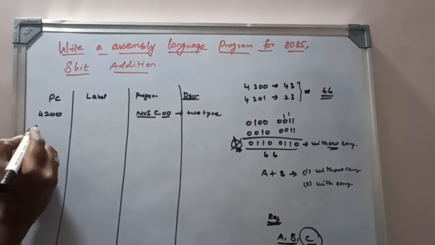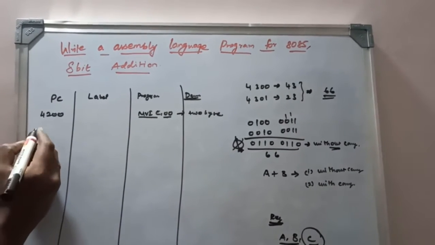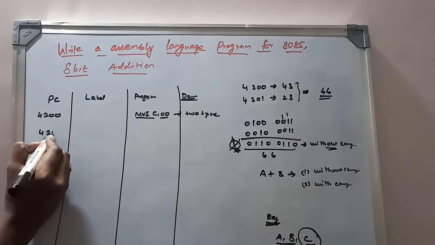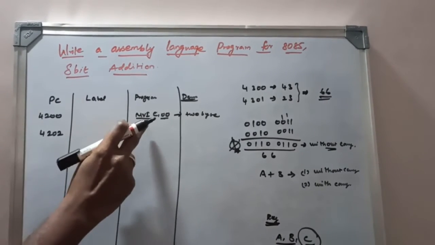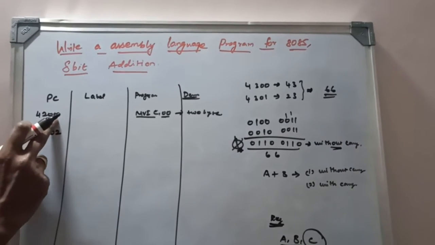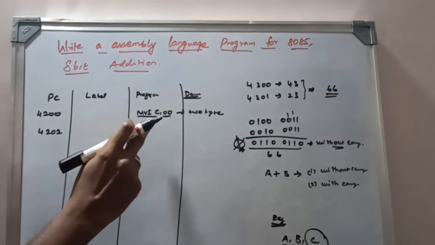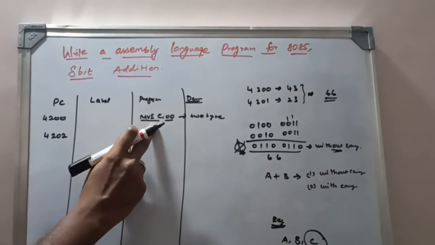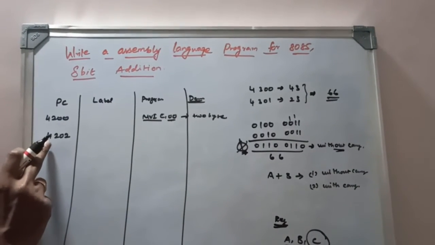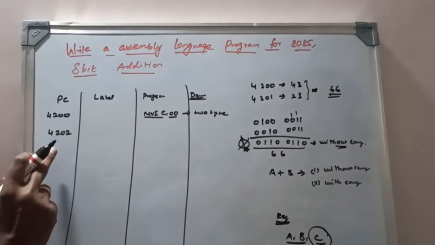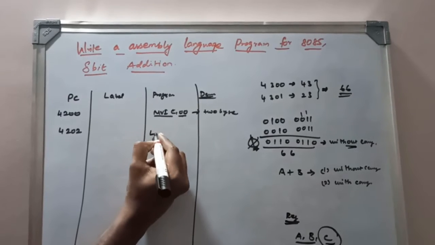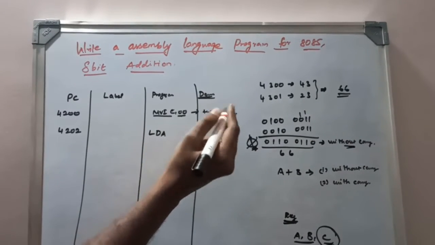Then you initialize the next program counter value as 4202, because here we need the two memory locations 4200 and 4201 for execution of this instruction. The next instruction starts from 4202. Now here, get the first value of the addition.